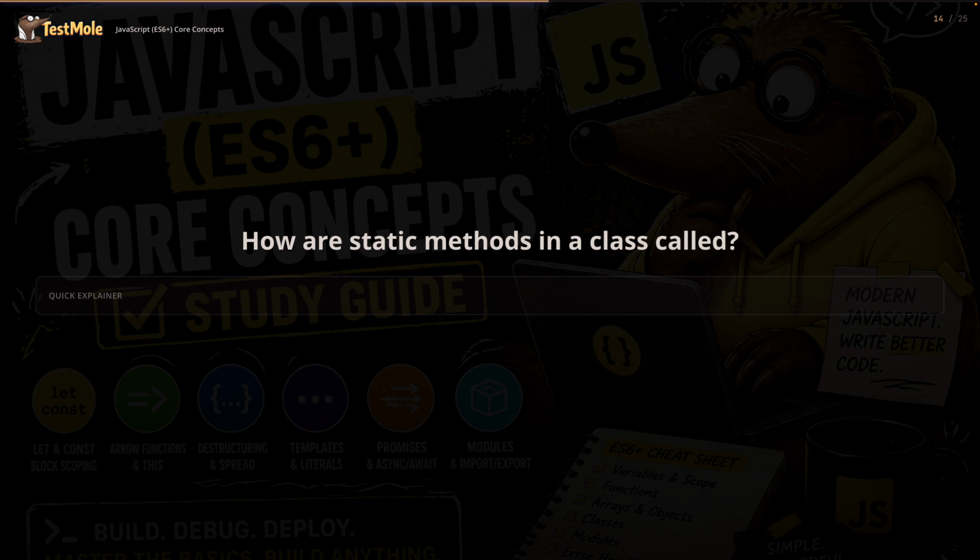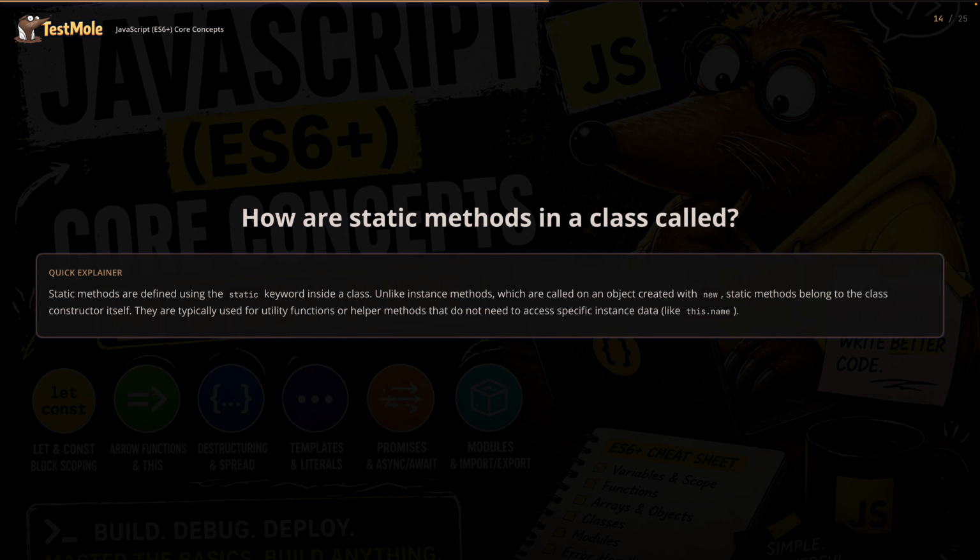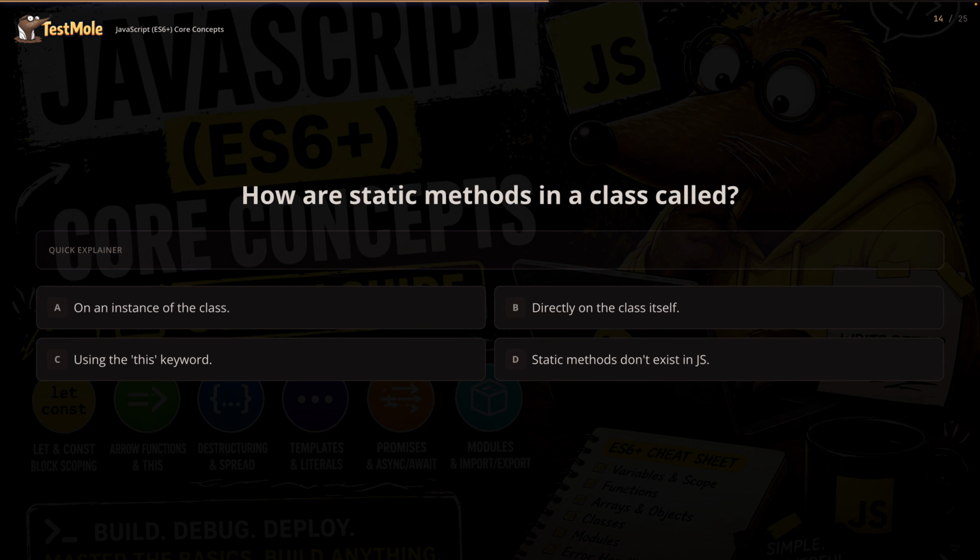How are static methods in a class called? Static methods are defined using the static keyword inside a class. Unlike instance methods, which are called on an object created with new, static methods belong to the class constructor itself. They are typically used for utility functions or helper methods that do not need to access specific instance data, like this.name. Let's review the options.